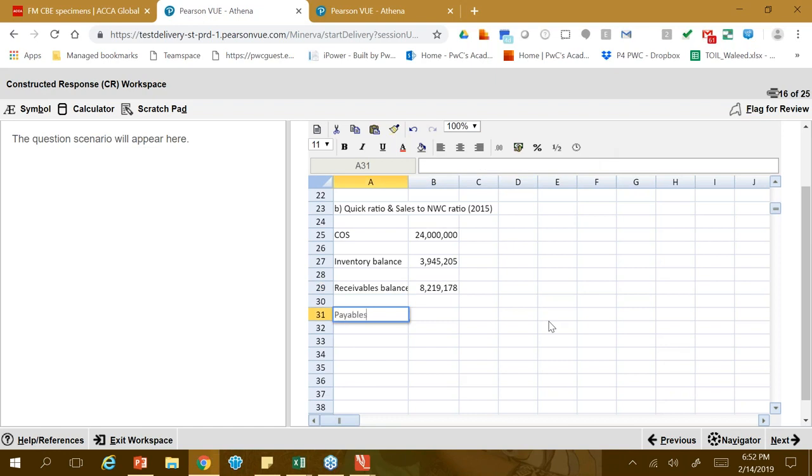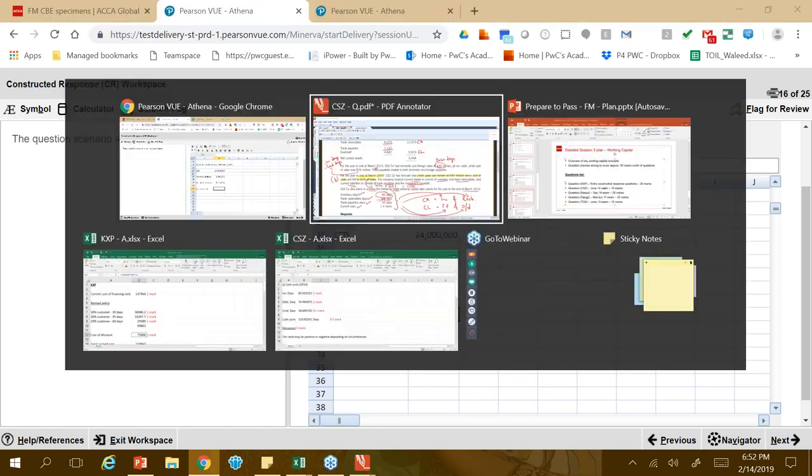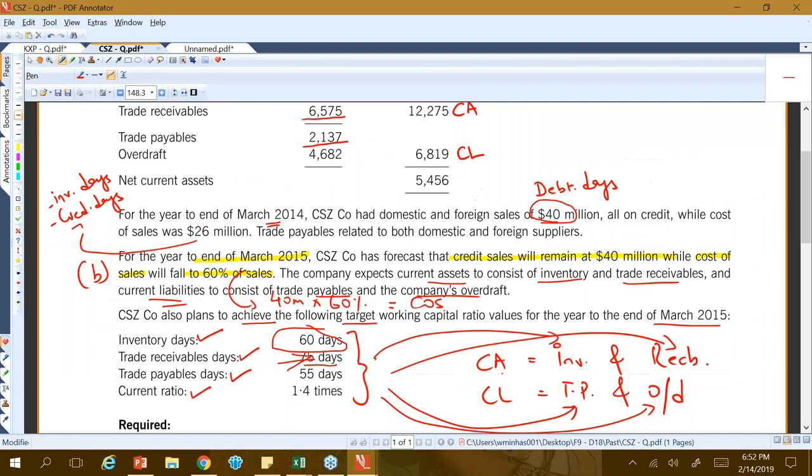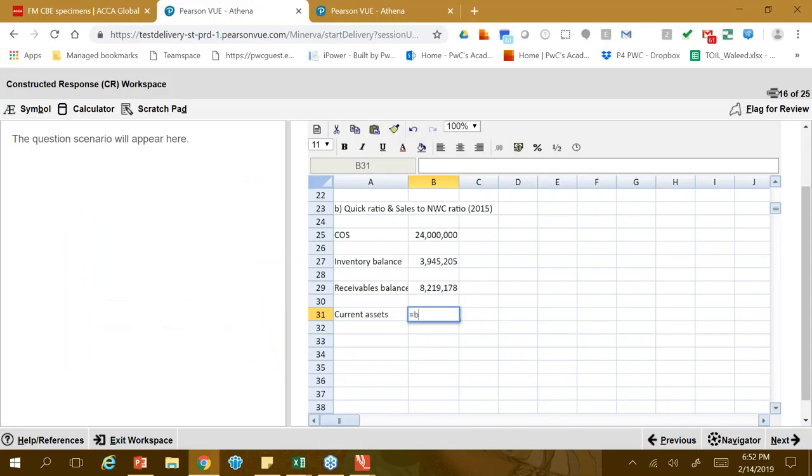Or in fact, I think we don't need the payables balance, because we have the current ratio given. So I'll tell you how to use that. First of all, give me a total of the current assets. Remember, this company's current assets were only made up of inventory and receivables, which I've got now. So the inventory was in B27, receivables were in B29, and this is the current assets. Current assets are 12164384.